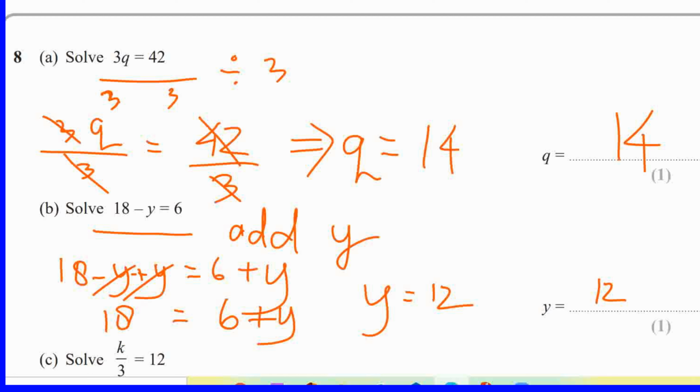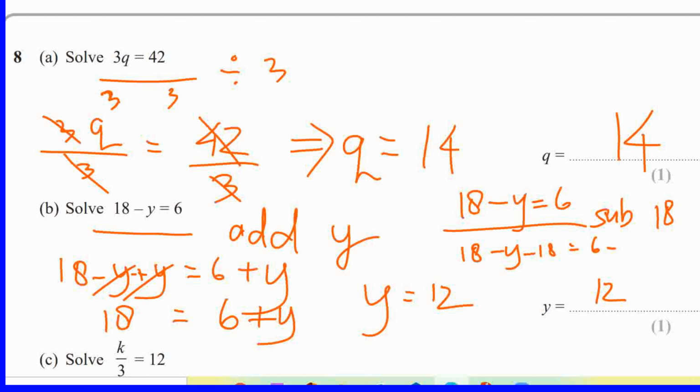Or you can have another way, we subtract by 18, so we get 6 minus y minus 18, 6 minus 18 cancel, so minus y equals to minus 12, and then y equals to, same answer, 12. So minus y equals to minus 12, and y equals to 12.